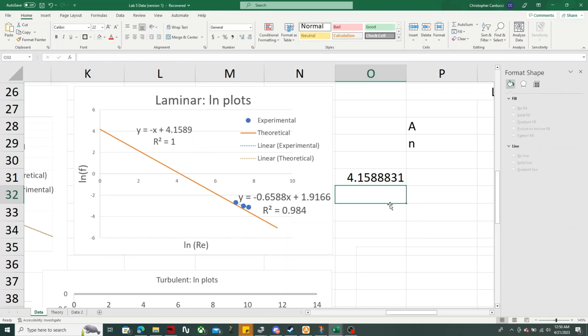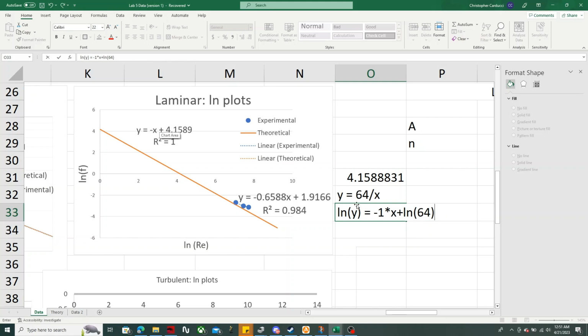And this is just a rearrangement of y is equal to 64 divided by x, right? This is essentially what we're trying to find. And if you take the natural log of both sides, you'll find minus 1 times x plus the natural log of 64. So you can see that these are identical.